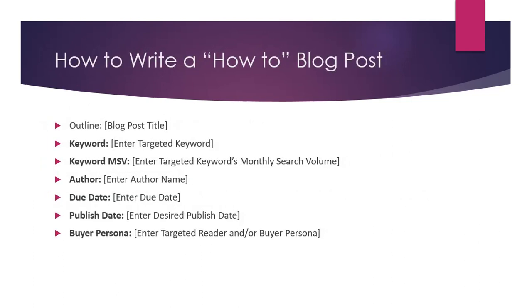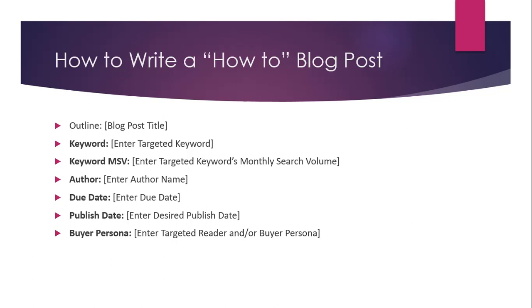Now we will discuss a few more guidelines on how to write an attractive blog post. So the first pointer is you have to have an outline for the blog post. Pointer number two is you need to have a keyword. You have to enter the targeted keyword. Pointer number three is keyword MSV. Okay, so you have to enter the targeted keyword monthly search volume.